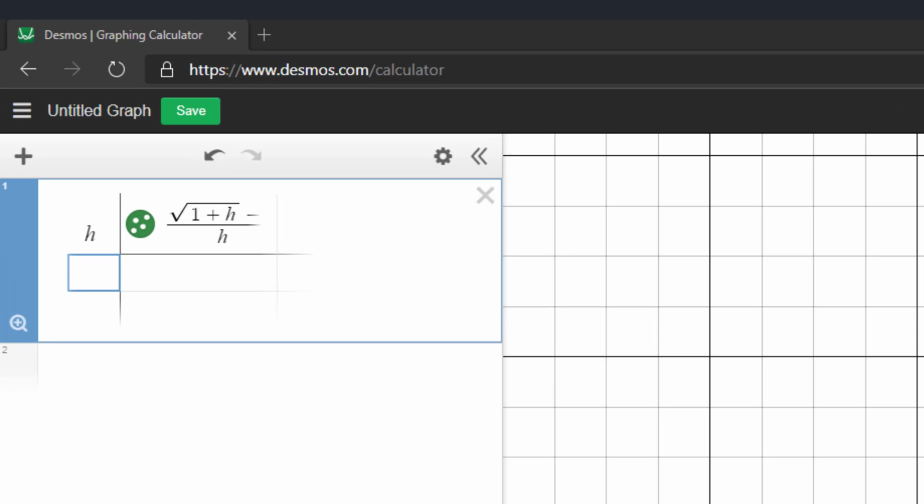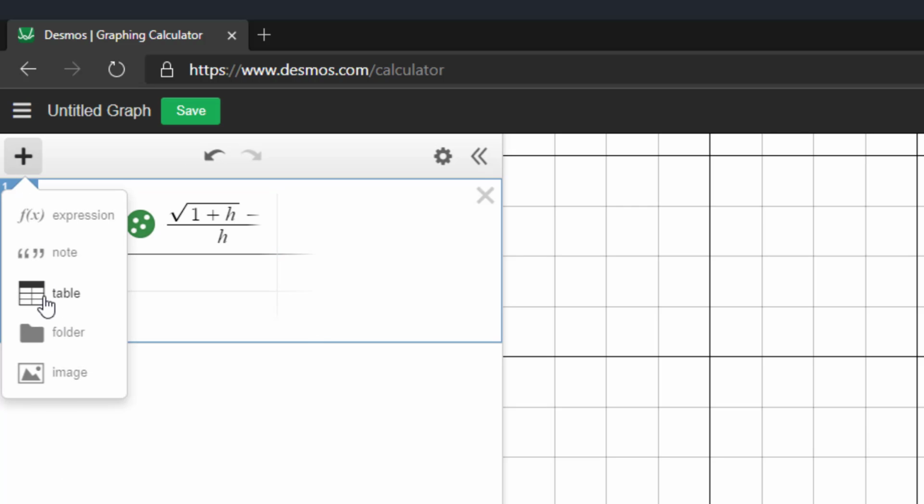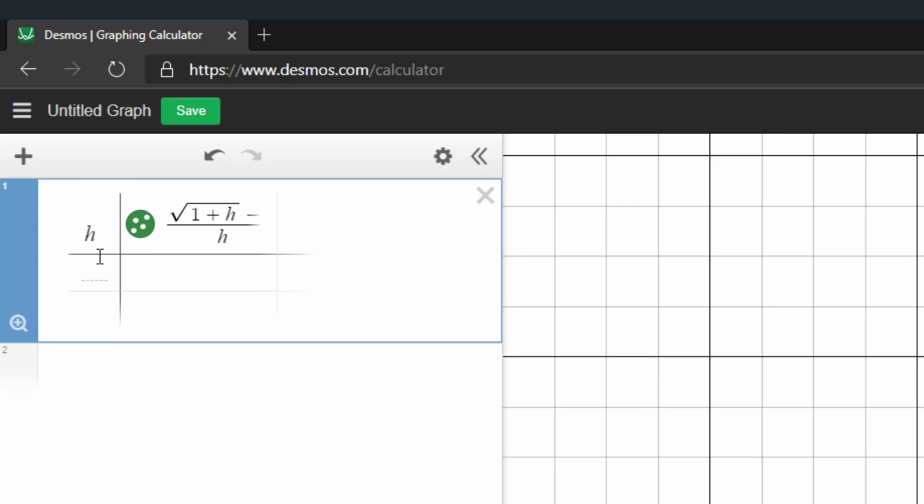Now I'm going to do this in 2 different ways. I'm going to start with the idea that we have the square root of 1 plus h, minus 1, all over h. And I built a table in Desmos in the graphing calculator section. I just clicked on table here. I chose the input to be h and the output to be the square root of 1 plus h, minus 1, all over h. And now we want that h to tend to 0. So let's go ahead and check that out.